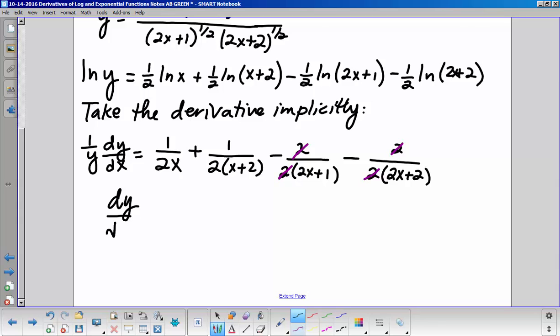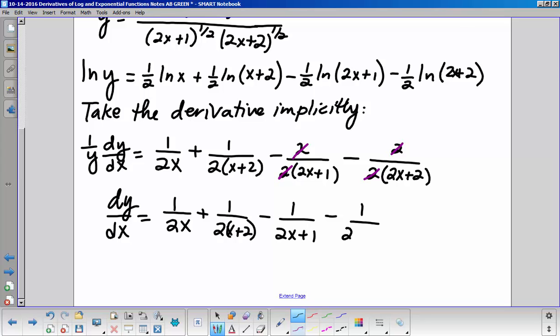Did they give us the y here? Yes. So we don't have to put the y on the other side. We can just put the letter y instead of what it represents. Plus 1 over 2x plus 2, minus 1 over 2x plus 1, minus 1 over 2x plus 2, times y, such that x equals 1 and y equals 1/2.